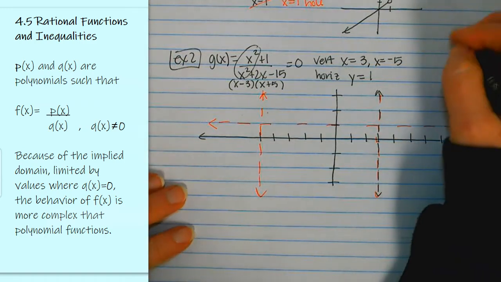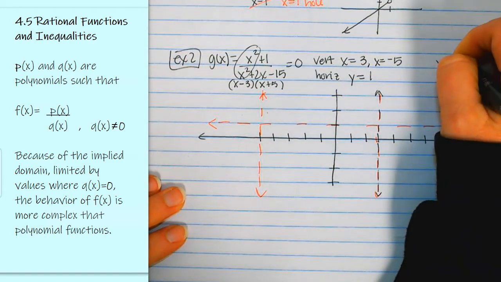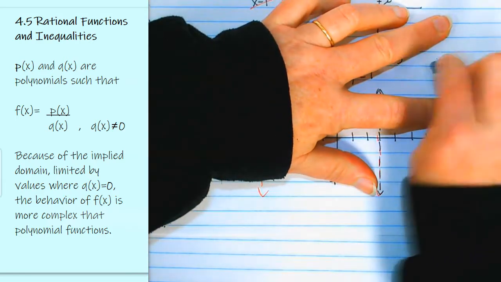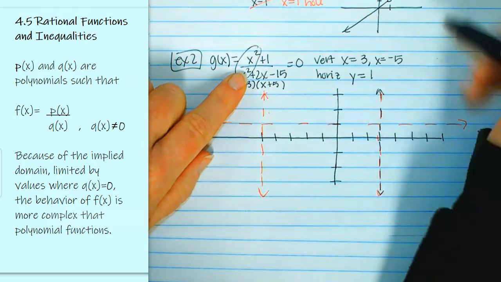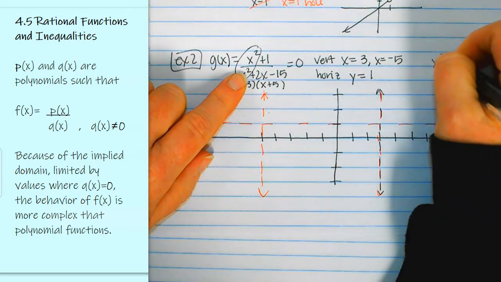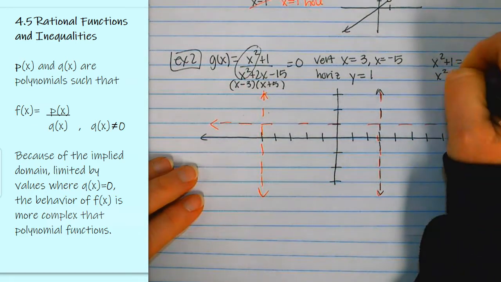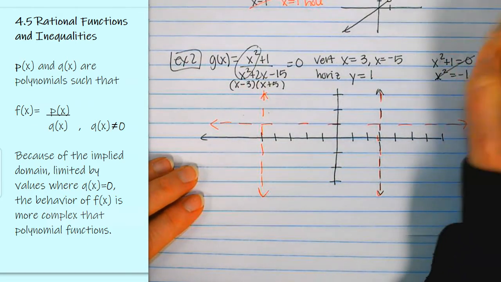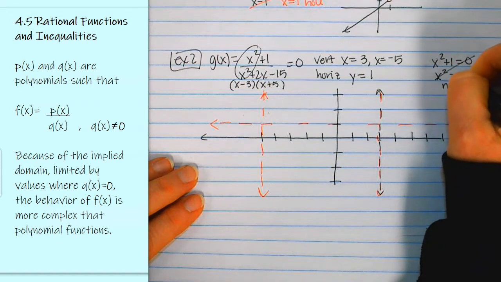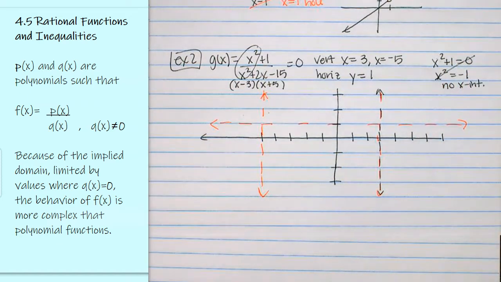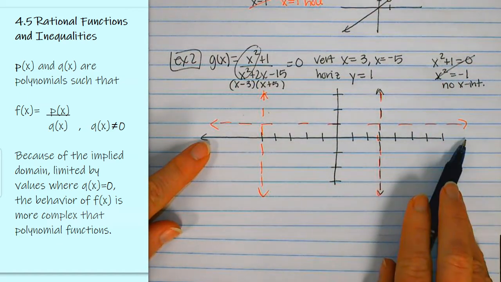So we want to try to solve the top: x squared plus 1 equals 0. Turns out that doesn't have any real solutions. So there are no x-intercepts. It will never cross the x-axis.